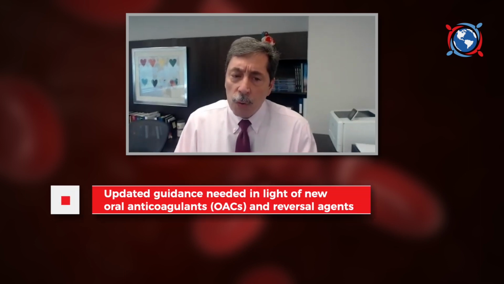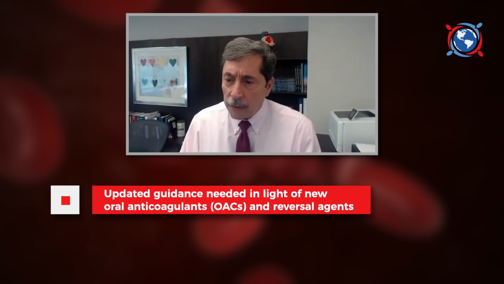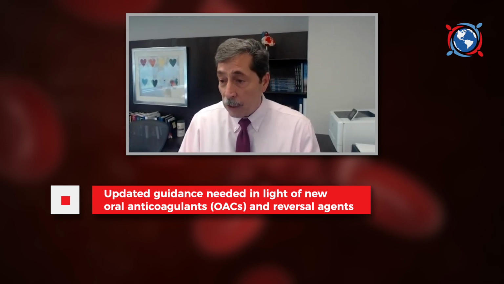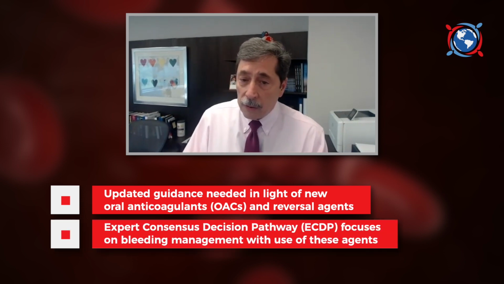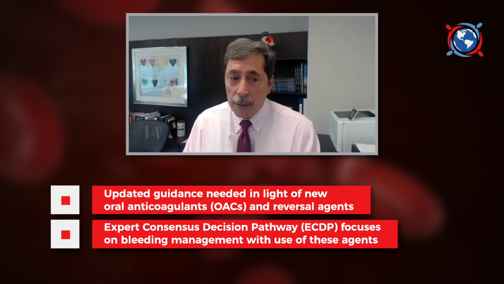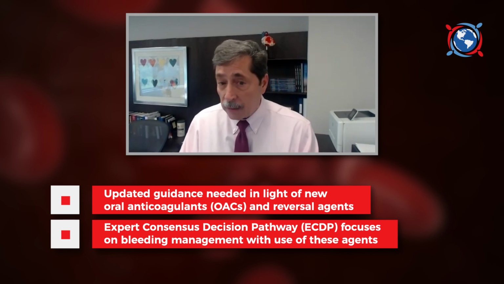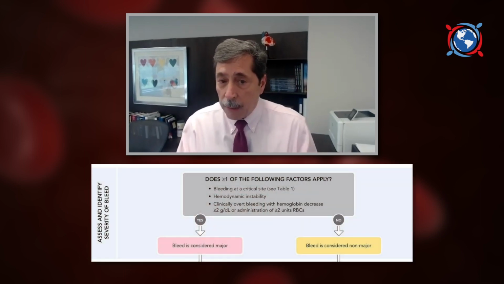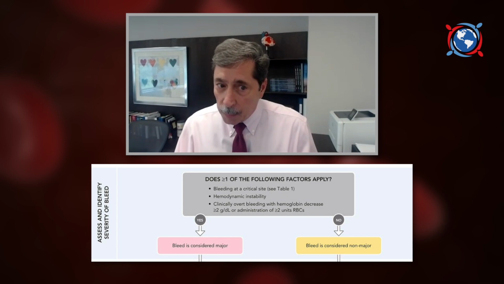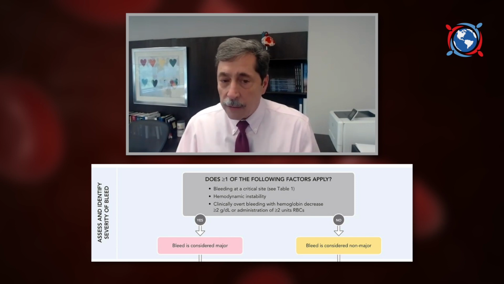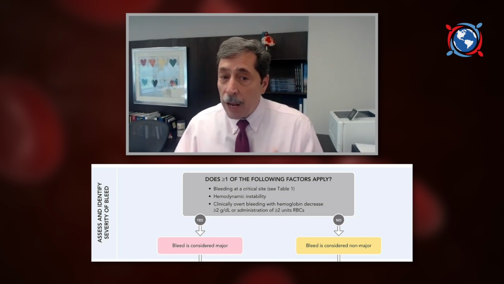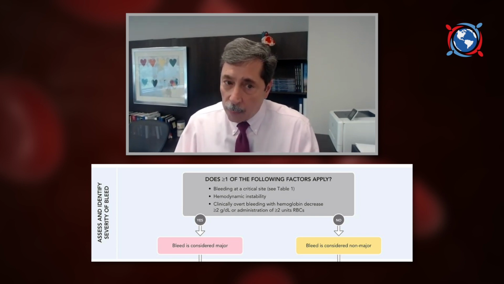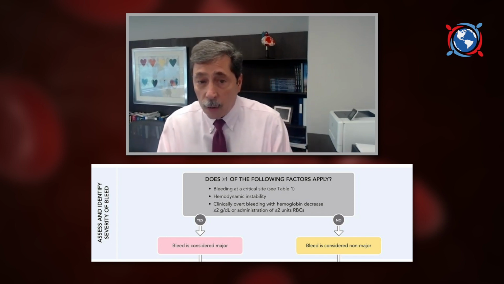Maybe the first question is, what's the need here? The development of new oral anticoagulants and reversal agents in an environment of ever-increasing use and indications for anticoagulation really is the need. This ECDP focuses on bleeding management in patients treated with these drugs for any indication. Some of the key points are simplified classification of bleeding into major, that is those with hemodynamic compromise, at an anatomically critical site, or with a hemoglobin drop of 2 grams per deciliter, and non-major categories helps to direct decisions about temporary or even permanent interruption of anticoagulation.